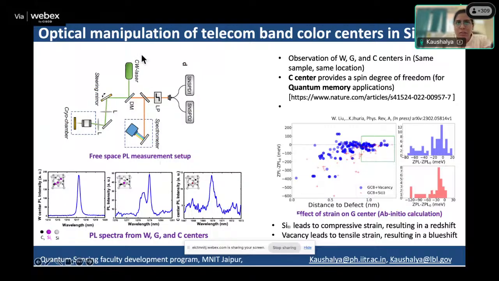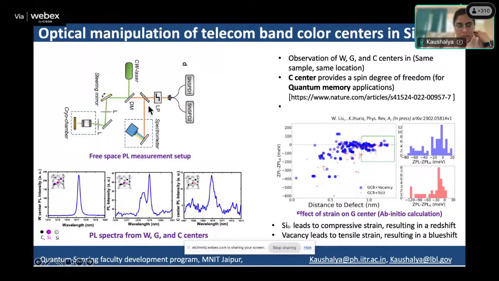You can see we have the CW laser here. Generally it's a green laser at 532 nm, but you can always use telecom band lasers as well if you want to see things at resonance. Then you let your beam go through your optical setup all the way to your specimen, which is your silicon sample here, and then you collect the emission.